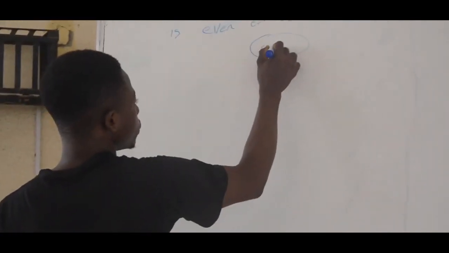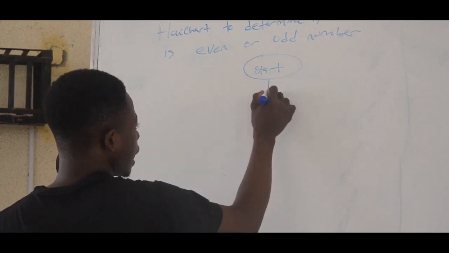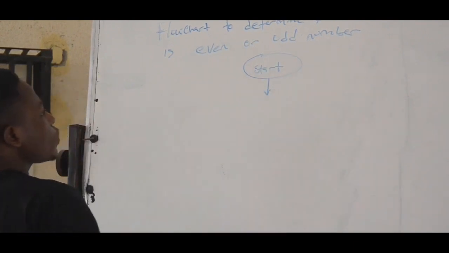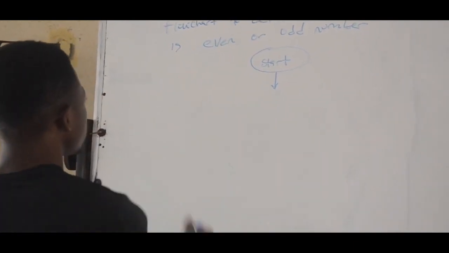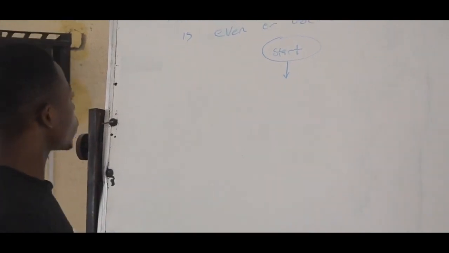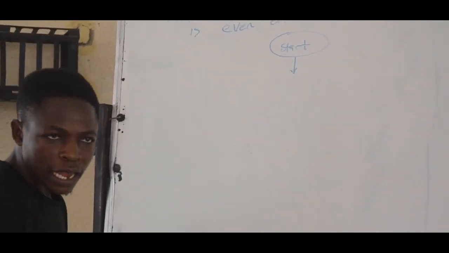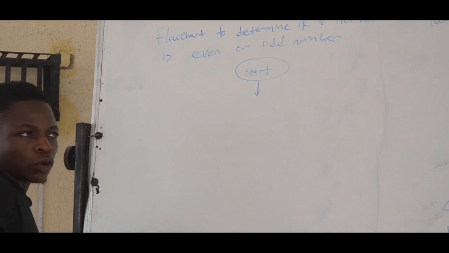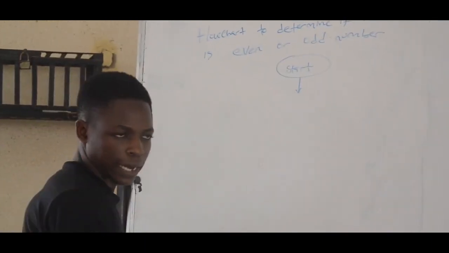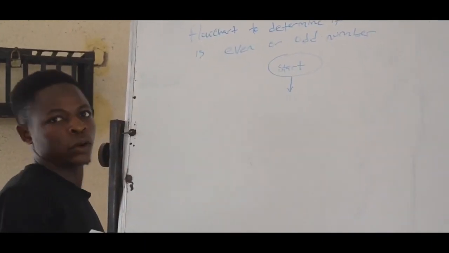Start with the oval shape. Start. Then next, moving on. You have to collect the number from the user. They did not even give us the number. Let's say the question was like, determine if x, let's say x equal to 10, is even or odd.